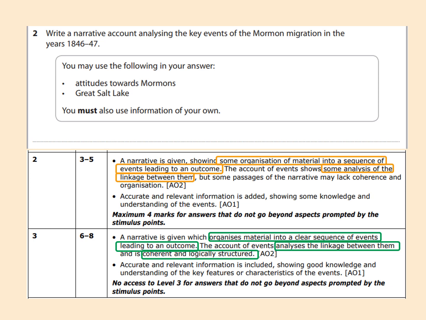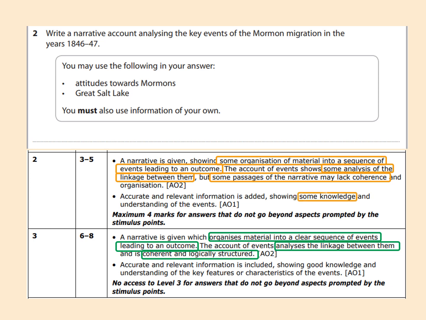Remember, the assessment objective is all about causation, why things happen, consequence, what happens as a result, and change, how does it actually alter. Notice in level 2 it says some passages of the narrative may lack coherence. That doesn't necessarily mean that it's completely out of chronological order, it just might mean that some of your relationships and links that you're trying to make are not especially clear.